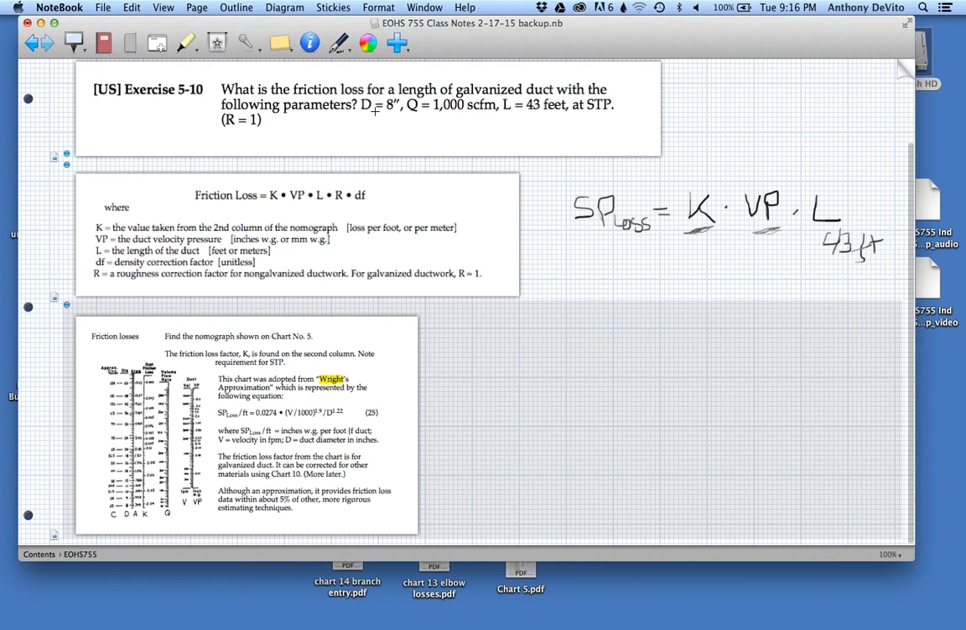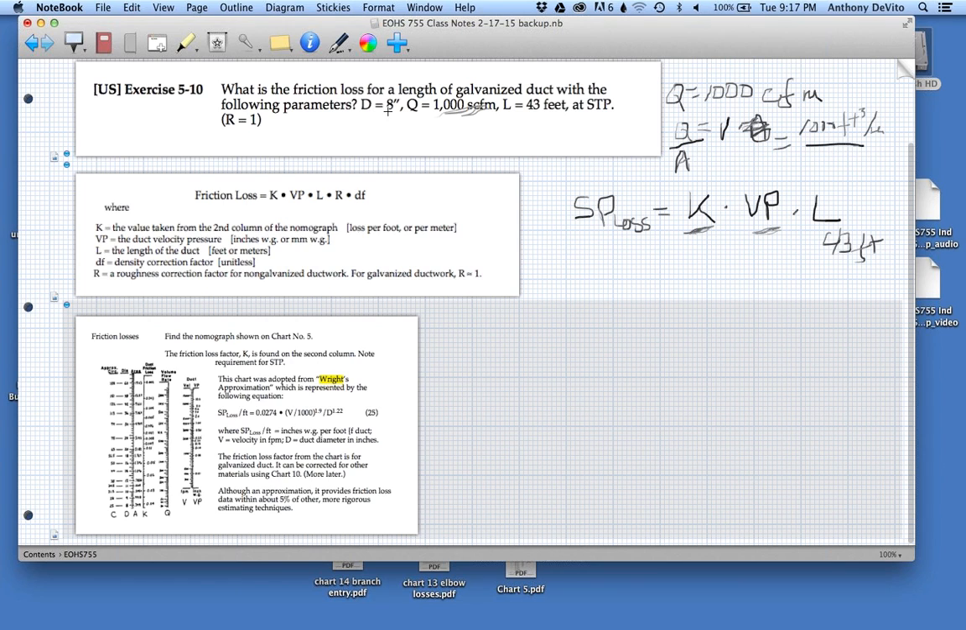Do I know what the velocity is? Well, no, I don't know the velocity. I know it's 1,000 cubic feet per minute. That's the quantity of air, Q. Now in order to calculate velocity pressure, I need to know what V is. Q is equal to V times the cross-sectional area, so the velocity is equal to Q over the cross-sectional area. So what's that going to be equal to? Q is 1,000 cubic feet per minute, over the cross-sectional area.